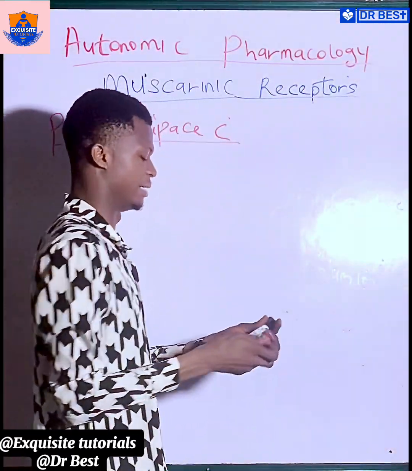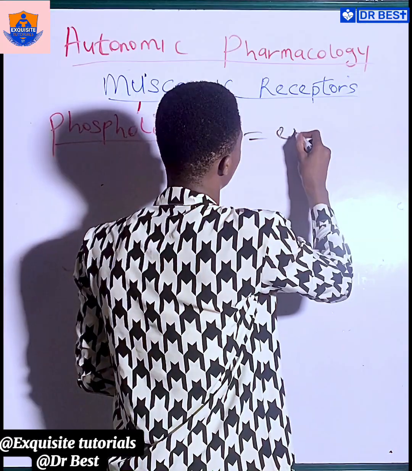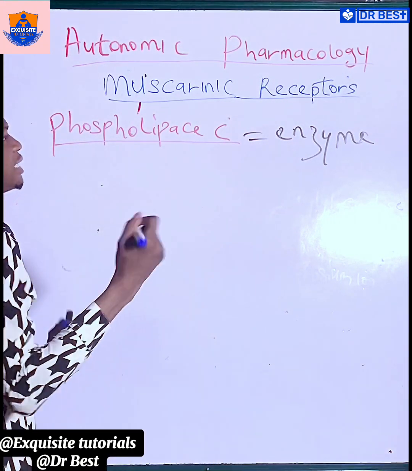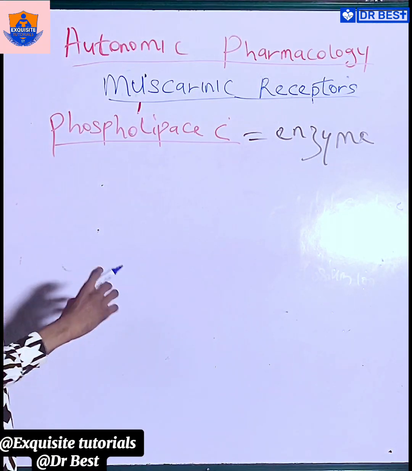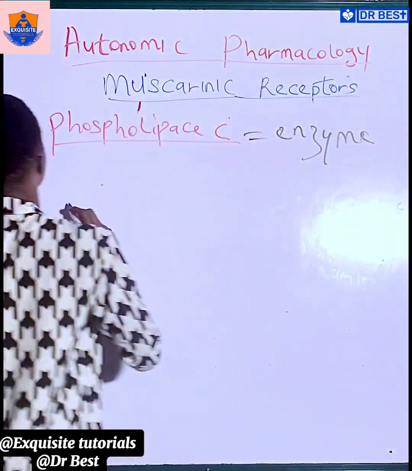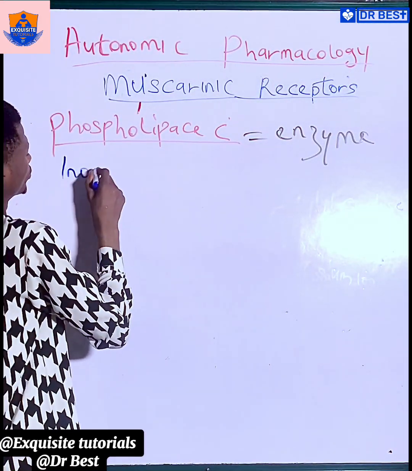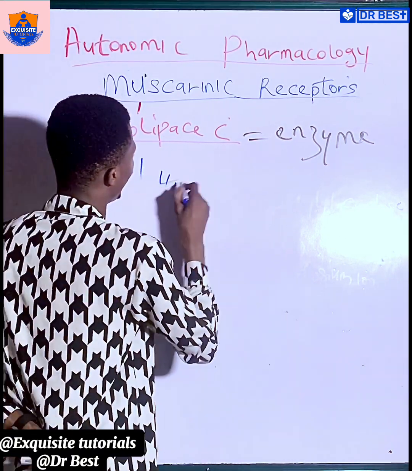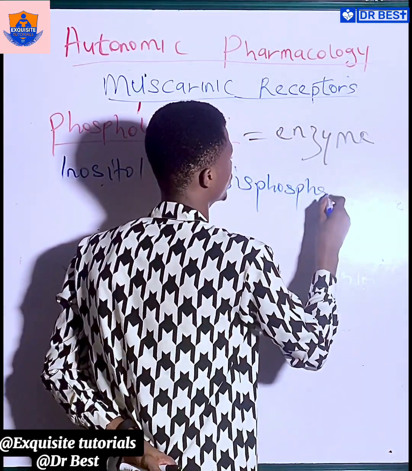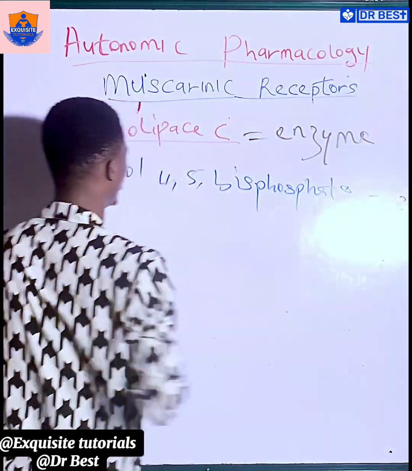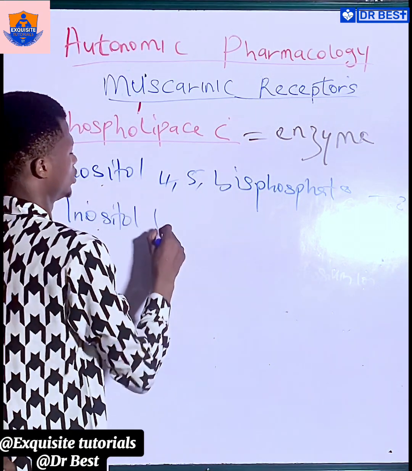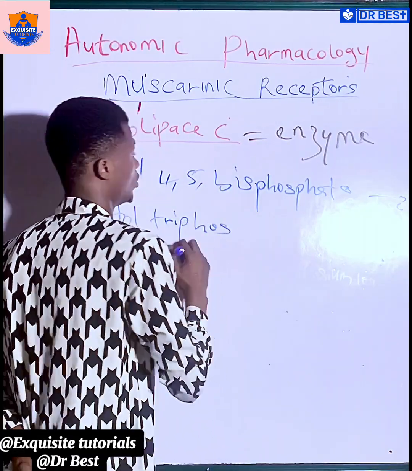Now, phospholipase C is an enzyme that catalyzes the conversion of inositol 4,5-bisphosphate to inositol triphosphate.